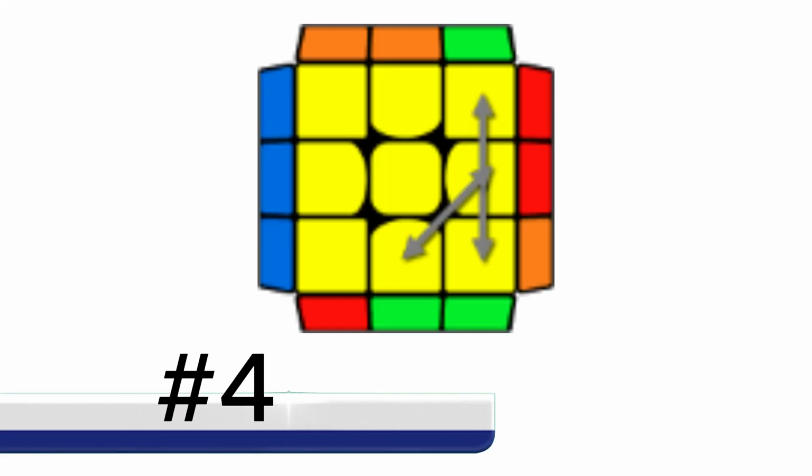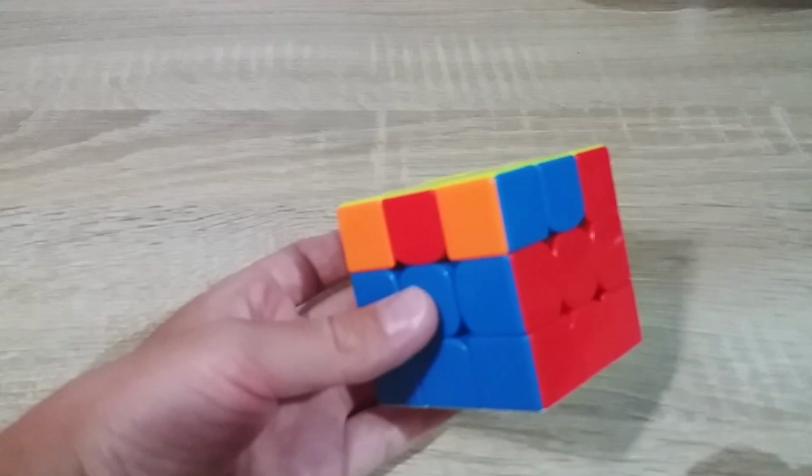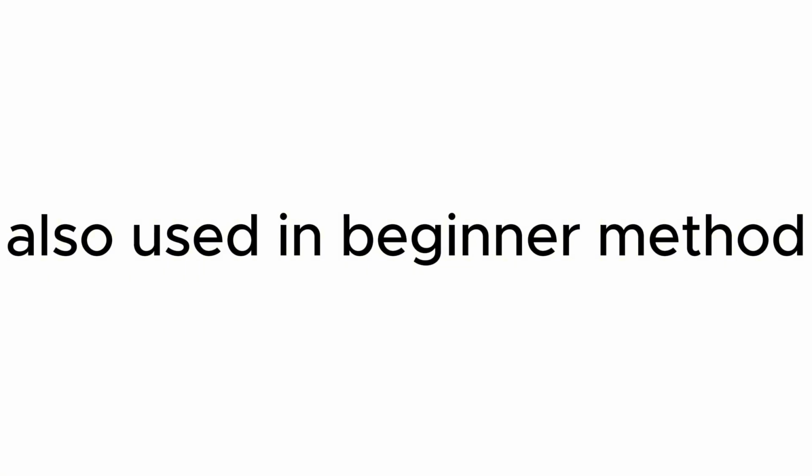4, the JB-Perm. Sorry, J-Perm. It's an easy to recognize algorithm and easy to execute. I like it. Now we've arrived at the top 3. The S tier, featuring the best PLLs. 3, the T-Perm. It's easy to recognize and one of the first algorithms I learned. I don't know what else to say, it's just good.